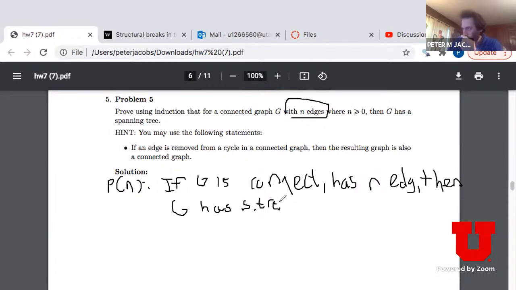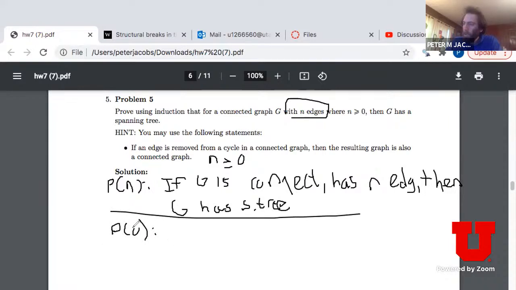Okay, and then we're going to prove this for n greater than or equal to 0. n is a natural number. It's 0, 1, 2, 3, 4, etc. So we'll have to do it for our base case. Our base case will be P of 0. Does anyone want to prove P of 0 or have an idea in mind that they think might be right?